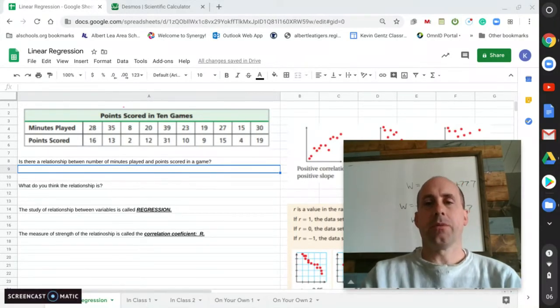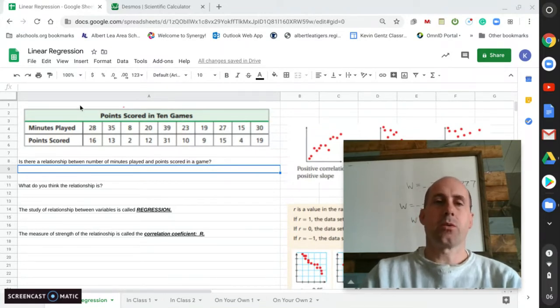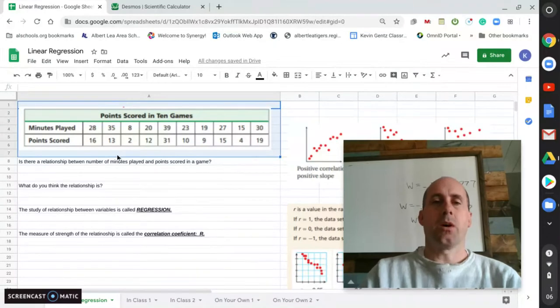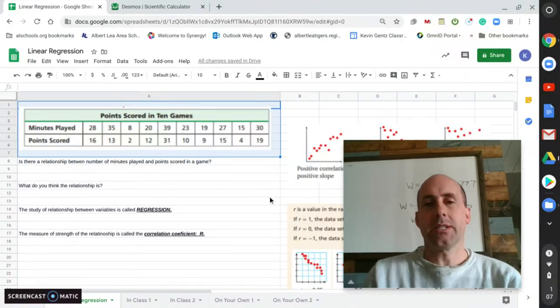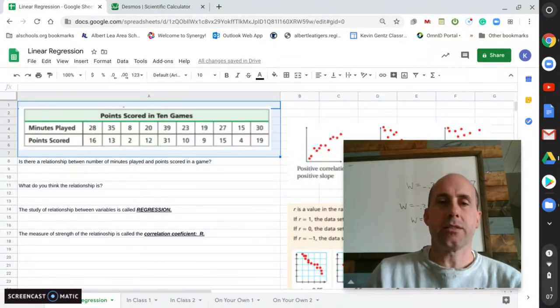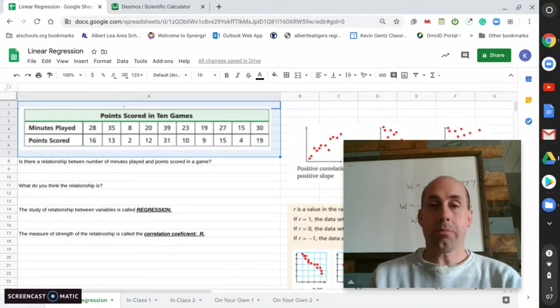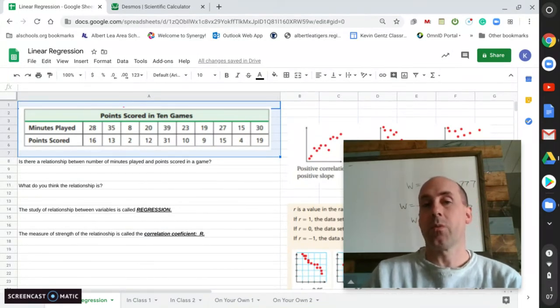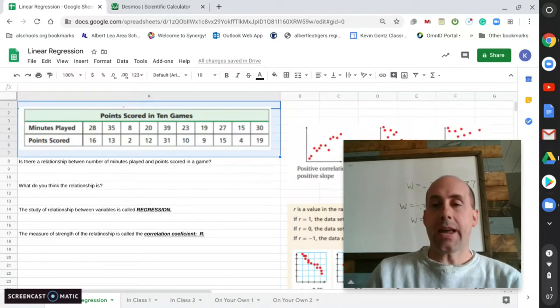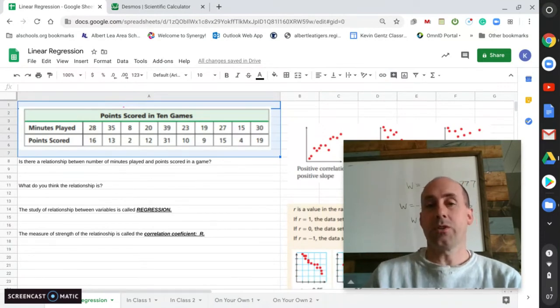If you look at the example in front of you, it talks about points scored in 10 games. As we look at that, you see minutes played 28, 35, 8, 20, and so on. When they played 39 minutes, they scored 31 points. When they played only 8 minutes, they scored only 2 points.